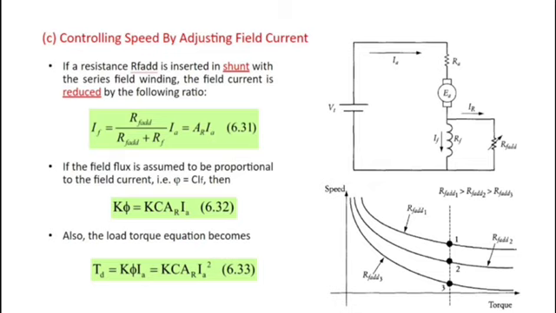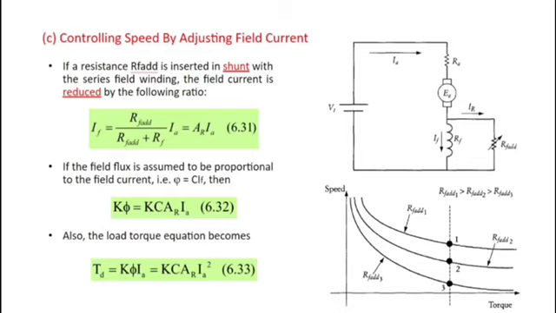I will present about controlling the speed by adjusting the field current. If a resistor RFADD is inserted in shunt with the series field winding, the field current is reduced by a ratio equal to the formula 6.31, where Rs is the resistance of the series field winding.